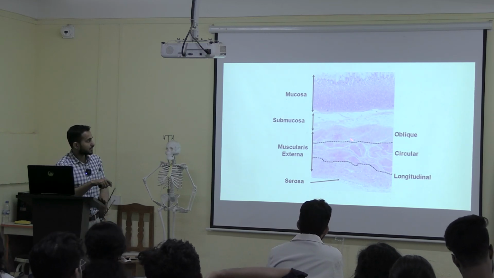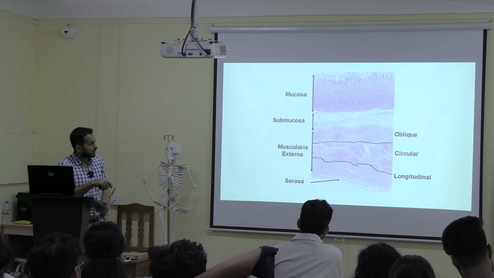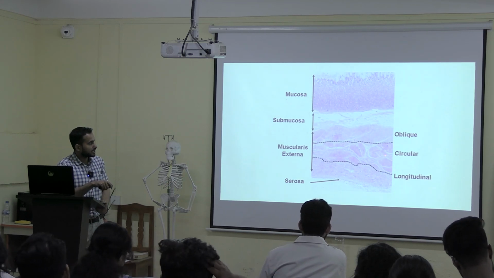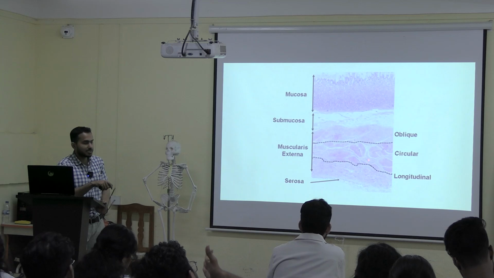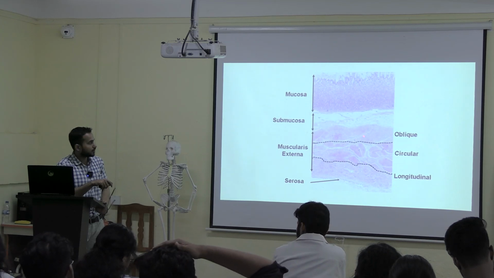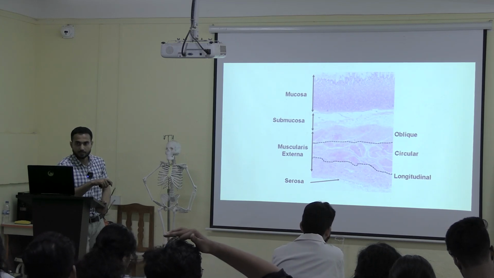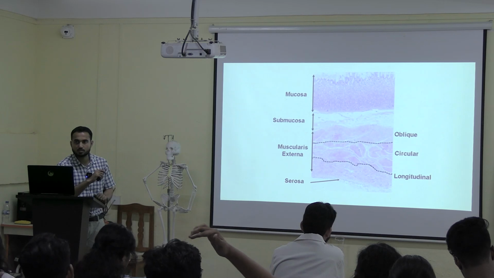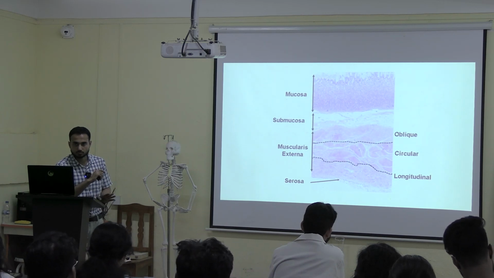Okay, just see the slide carefully. The oblique layer, circular layer, and the longitudinal layer. The circular and longitudinal layers are easily identified. But the oblique layer is very difficult to identify, and in all the slides it is not present also.